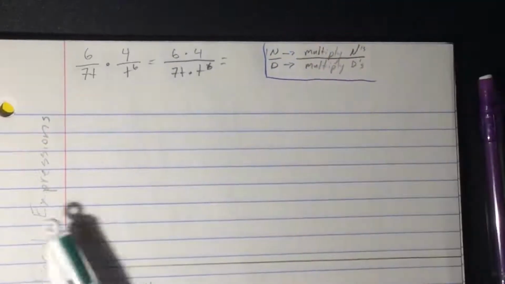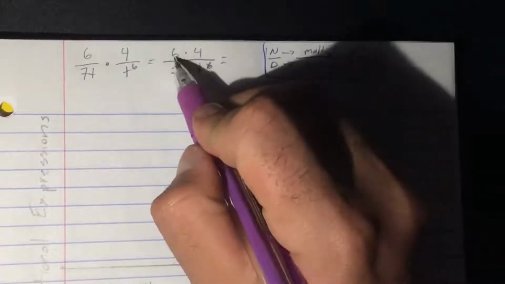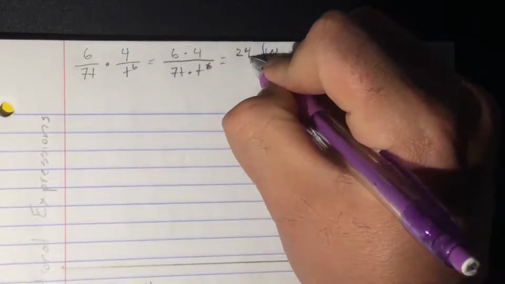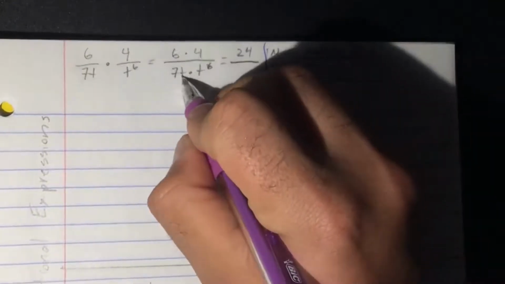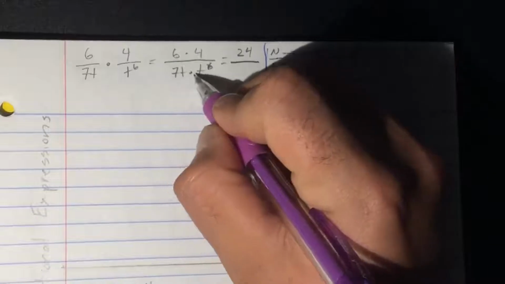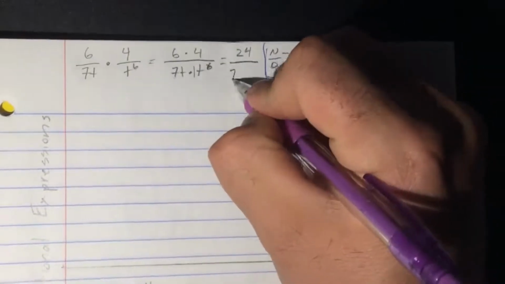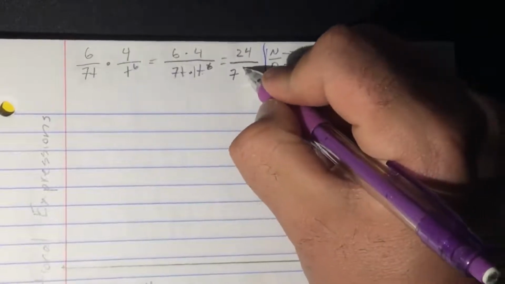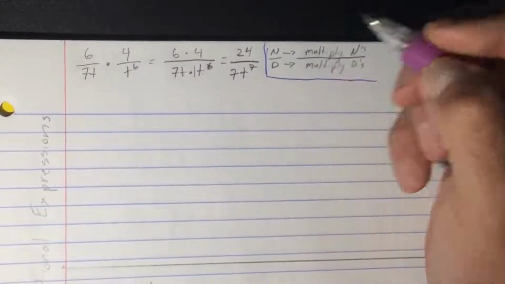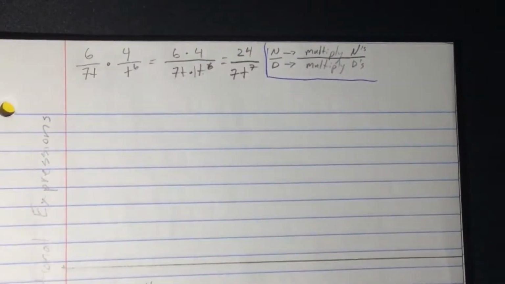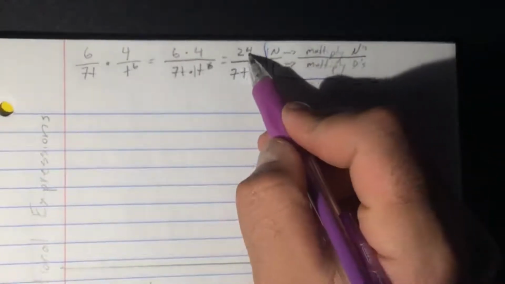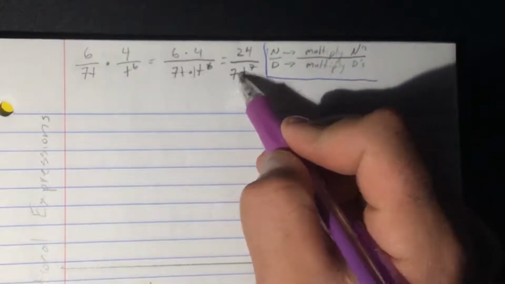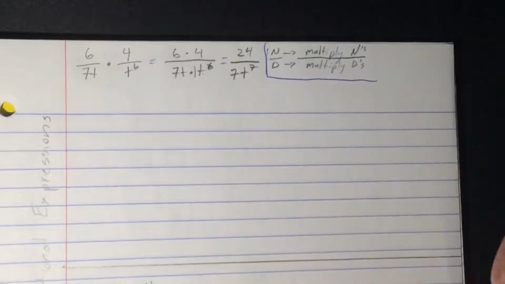When we do that, we just multiply. 6 times 4 is 24, over 7t times t to the 6th. Well, 7 times 1 would be 7, and t times t to the 6th would just add another t, so it'll be t to the 7th. And so that's our simplified form. Can we simplify this at all? 7 is prime, and 7 does not go into 24, so it can't be simplified.